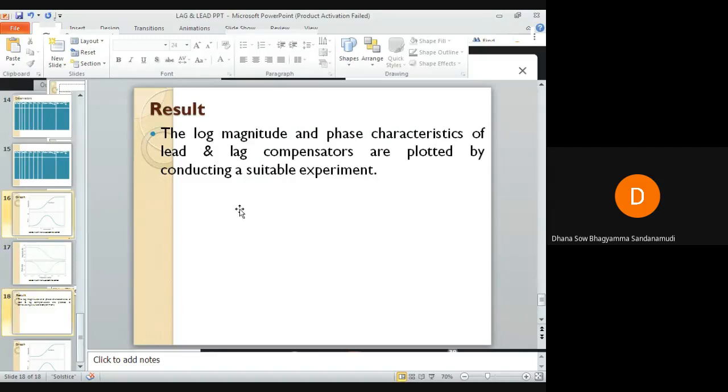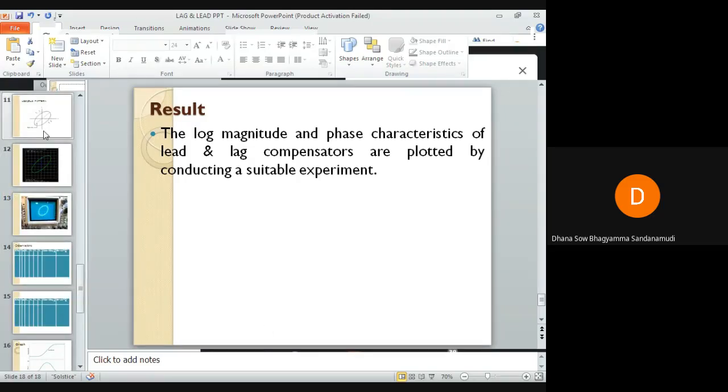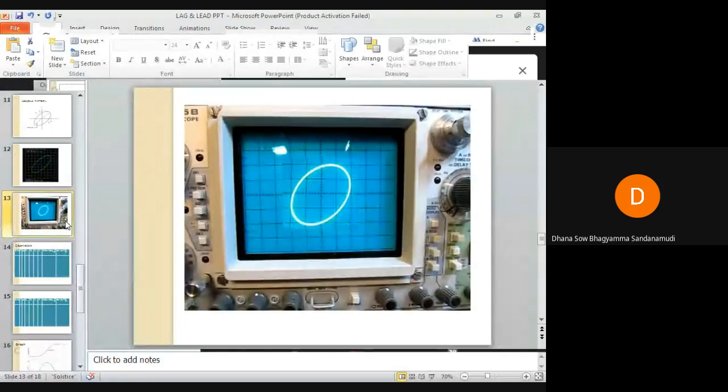So the result is that the log magnitude and phase characteristics of lead and lag compensators are plotted by conducting a suitable experiment. You might have already done the theoretical calculations by taking a transfer function, and you can compare your theoretical graph with your practical graph. It's an easy, very simple experiment. The only thing you have to do is get the pattern on the CRO and carefully note down the values.